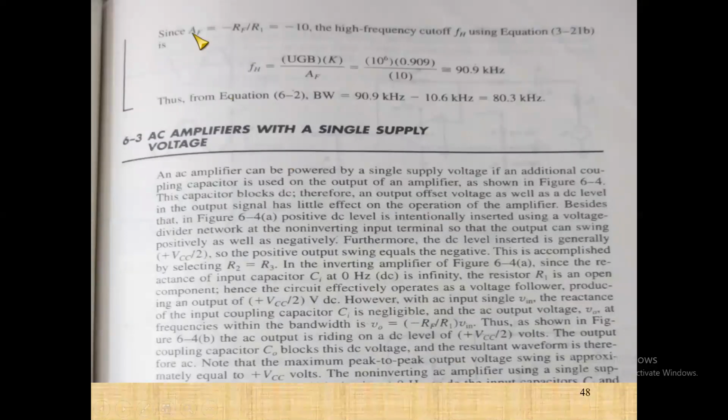So having found that, then we can find the AF value, which is minus RF by R1 for an inverting amplifier, and that will give us the value 10. And the high frequency cutoff will be FH is equal to UGB multiplied by K divided by AF. UGB is 10 to the power of 6. K is 1 by 1.1, that is 0.909, divided by 10, and that will give 90.9 kilohertz. Difference between FH and FL, that is 90.9 kilohertz minus 10.6, will just give us the 80.3 kilohertz value.